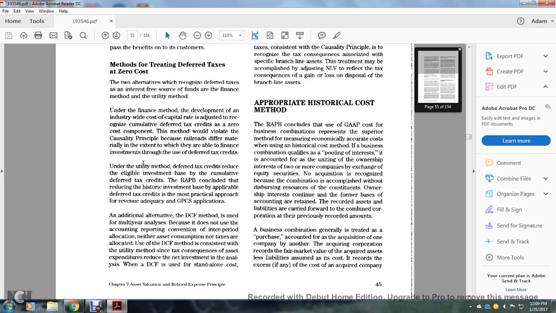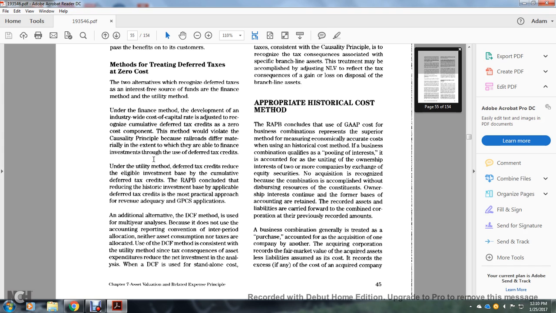Or a method of treating deferred taxes at zero cost. Two alternatives: recognizing deferred taxes as an interest-free source of funds, and the financing method or the utility method. Under the financing method, developing an industry-wide cost of capital rate adjustment by recognizing the cumulative deferred tax credit as a zero-cost component would violate the causality principle, because railroads differ materially in the extent to which they are able to finance investments through deferred tax credits.